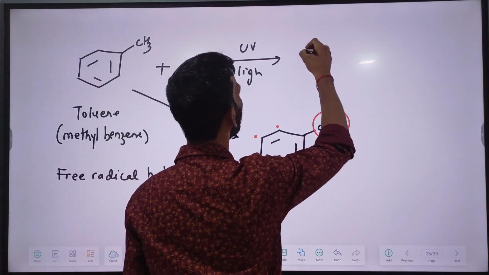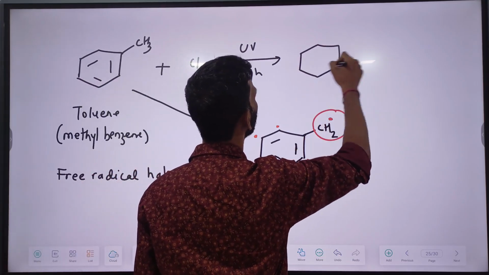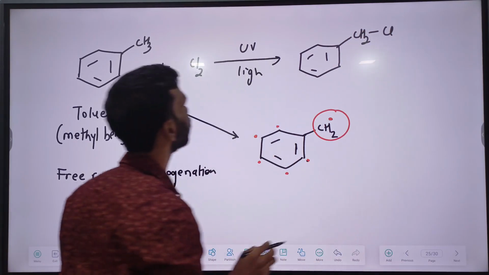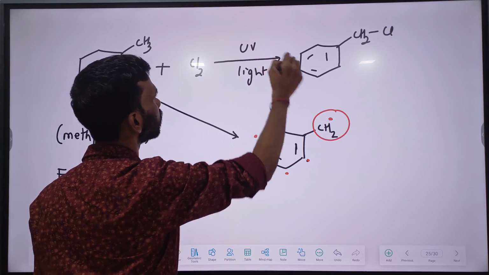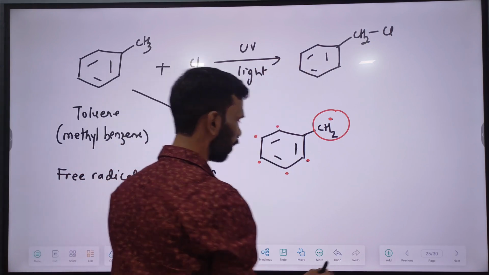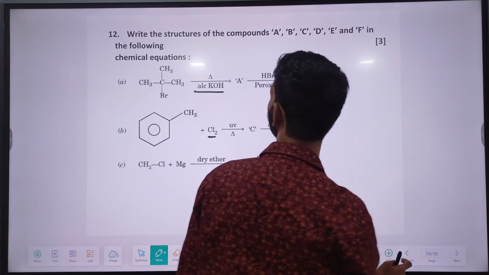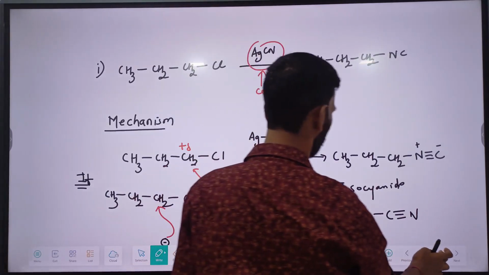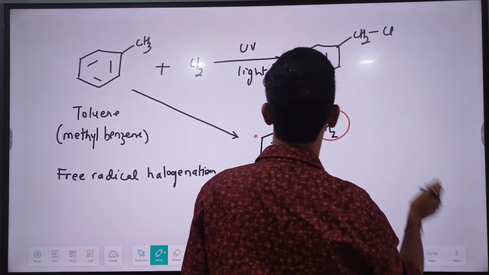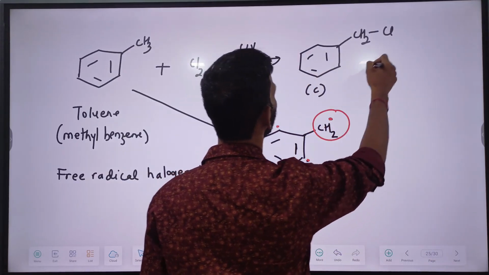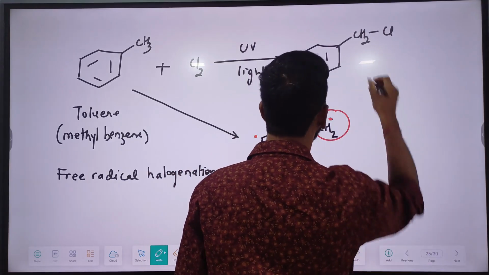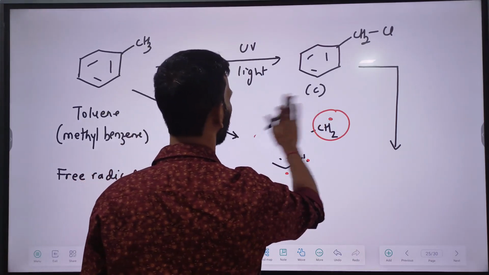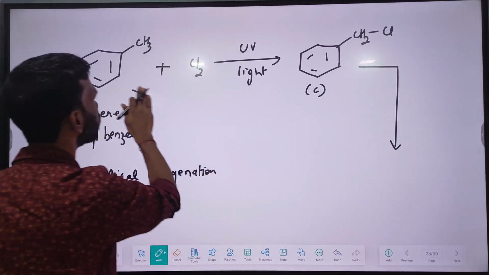So what compound you are going to get is substitution over here. Chlorine will get substituted over here. This is free radical substitution, right? And this is our C. This is our C. This is our C. Further, you see what is written over here? Okay, this is the intermediate. I'll just clean this.